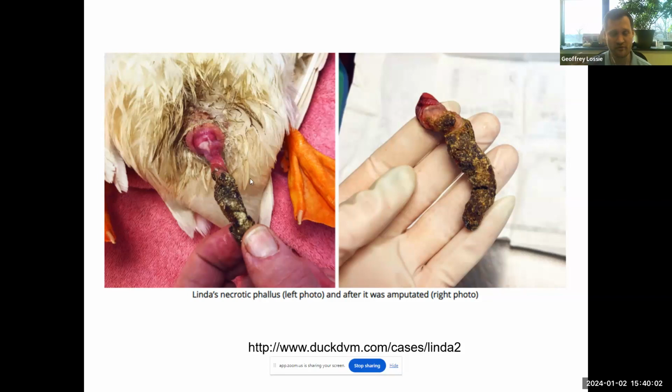Whereas with females you can get cloacal or oviductal prolapses, the males can have phallus prolapse, in which case you can see this phallus has been prolapsed long enough that it has lost circulation to it. It is what we would call devitalized. The veterinarian went ahead and amputated that phallus on that duck. So this duck will live a perfectly happy, healthy, normal life. It just won't be able to physically mate.